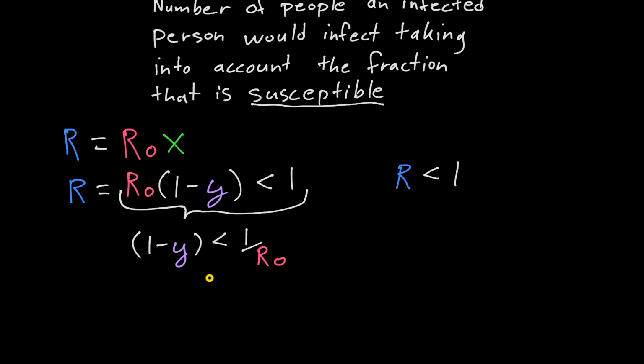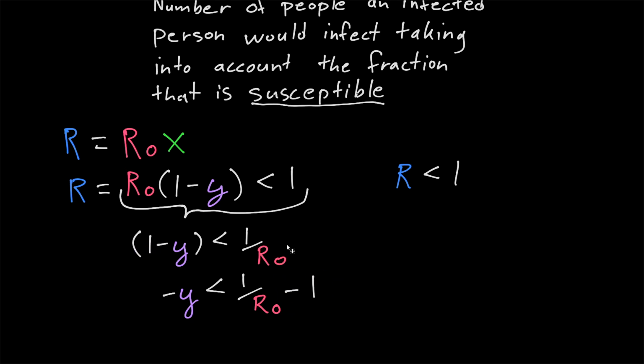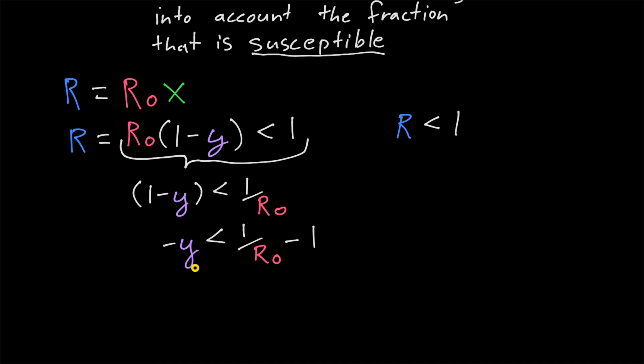Now let's subtract 1 from both sides of this inequality. So we are going to end up with negative Y is less than 1 over R naught minus 1. By subtracting 1, I get rid of the 1 on the left-hand side, and I end up with a negative 1 on the right-hand side. Now let's go ahead and divide both sides of this inequality by -1.